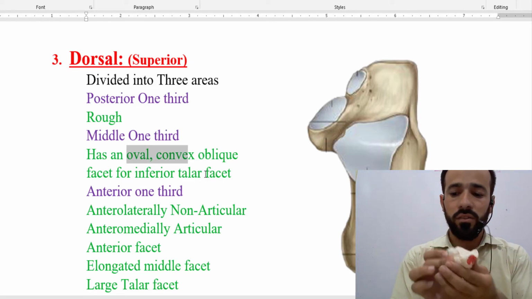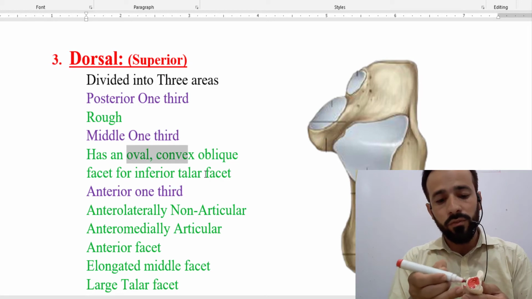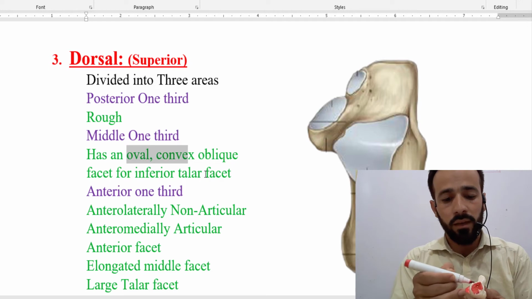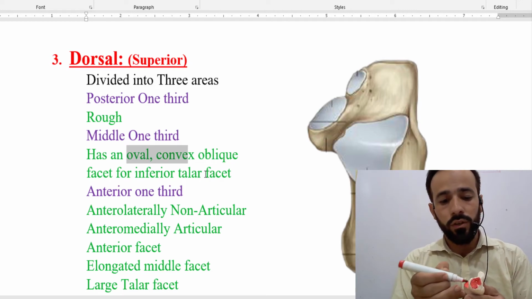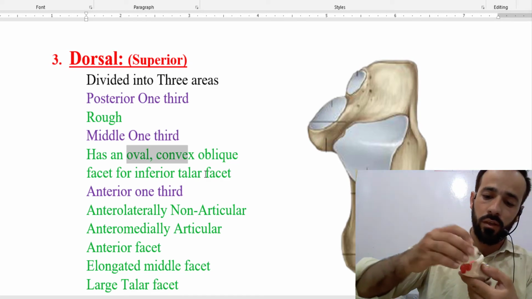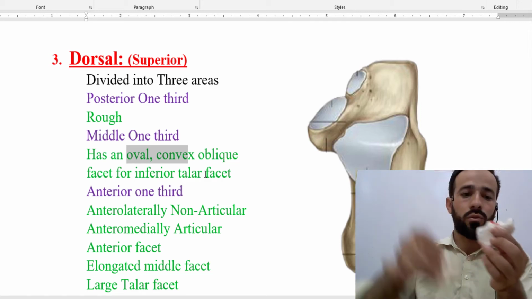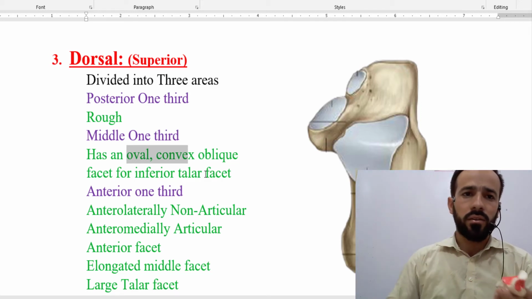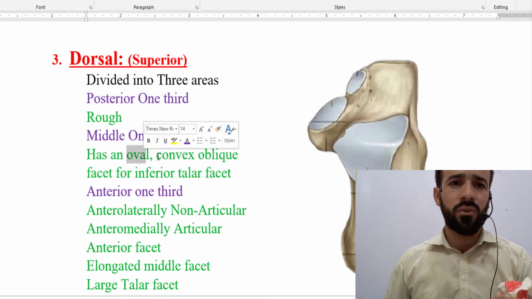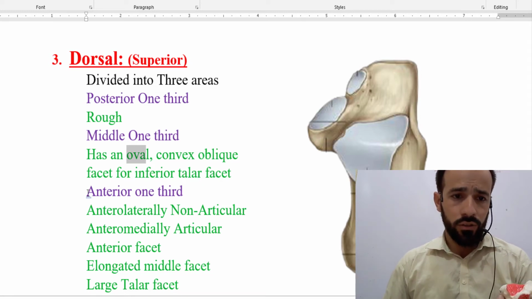So here the middle 1/3 has a facet for the inferior talar facet, and they make the subtalar joint here. Look carefully, here we have the subtalar joint. So the middle 1/3, we have written here, is an oval, convex, oblique facet for the inferior talar facet. Then there is the anterior 1/3.